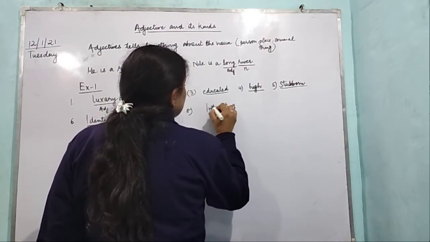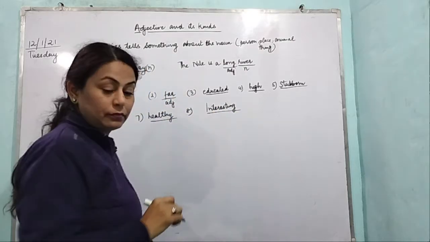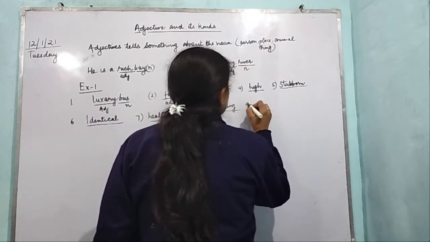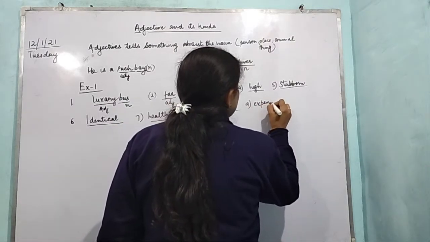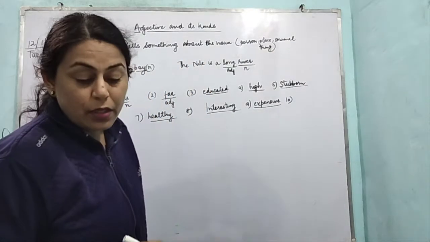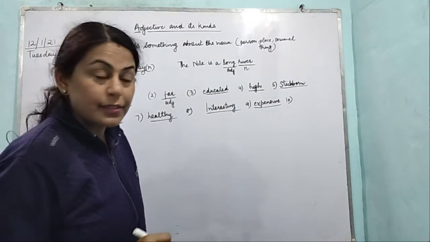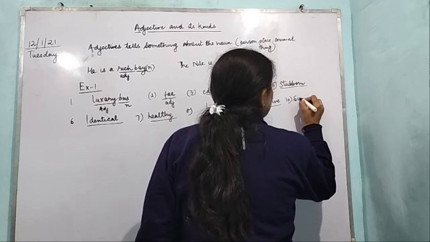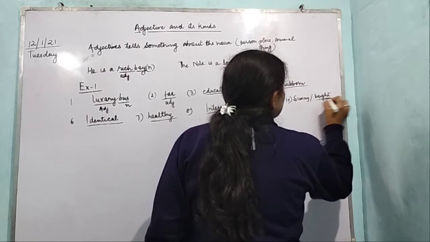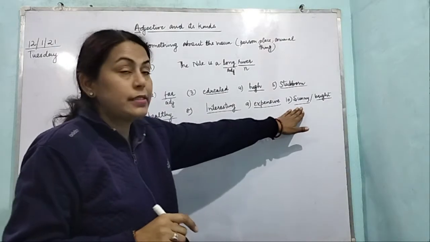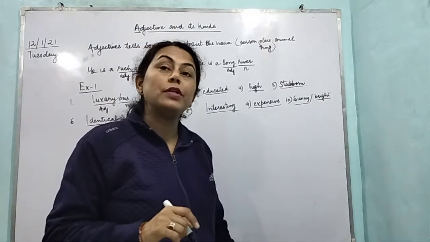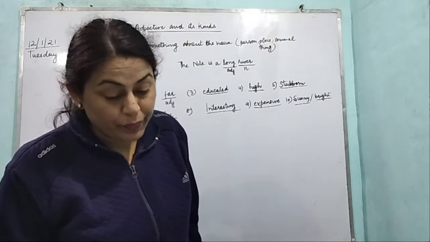Interesting. Underline. Gold is an expensive metal. Expensive. Underline. Now 10th is today it is sunny and bright. Sunny and bright, both. Because it is describing the day. कैसा है? दिन कैसा है? Sunny है और bright है. तो दोनों हमारे adjectives हैं जो कि दिन को describe कर रहे हैं.